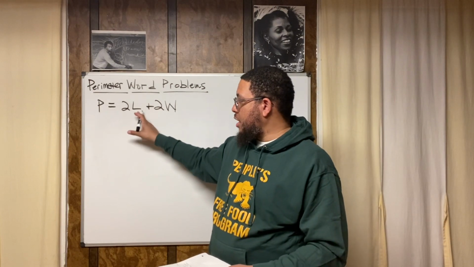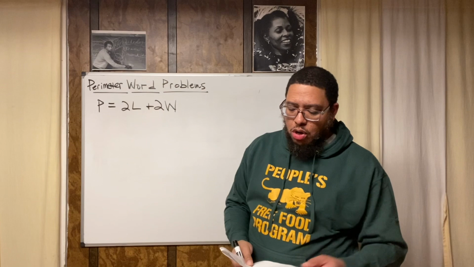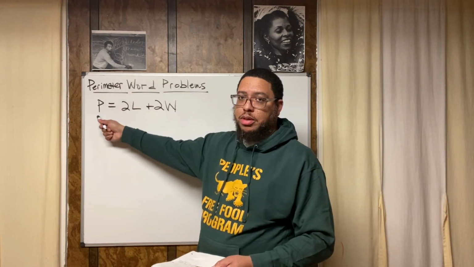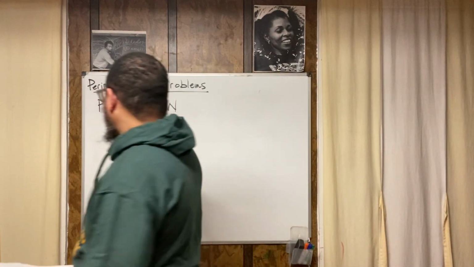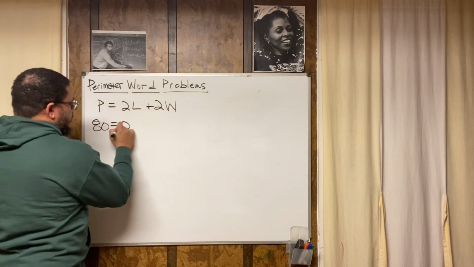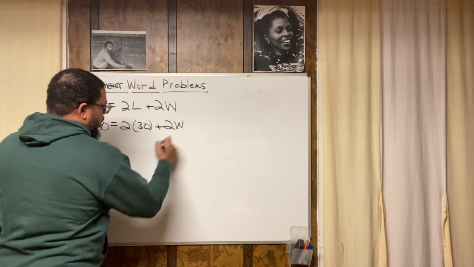Instead of 2 times L, which is what this means, you're doing 2 times 30. So also we know the perimeter. The perimeter is 80. P stands for perimeter. So now in our next step, we're going to replace everything that I know. So I know what P is and I know what L is. So let's write it over again. So let's do 80 is equal to 2 times 30 plus 2W.